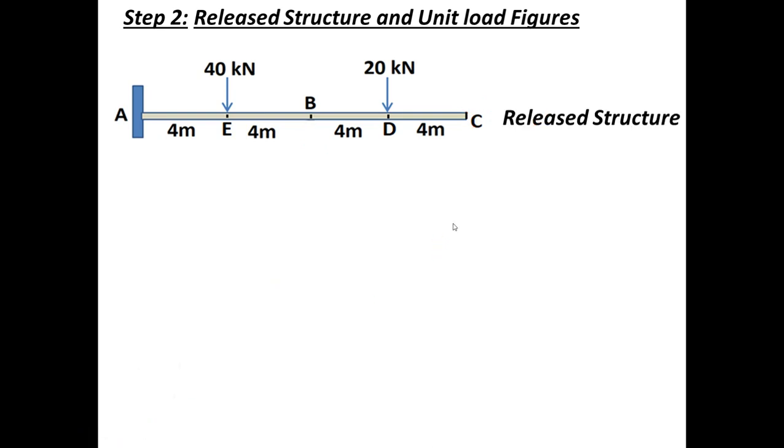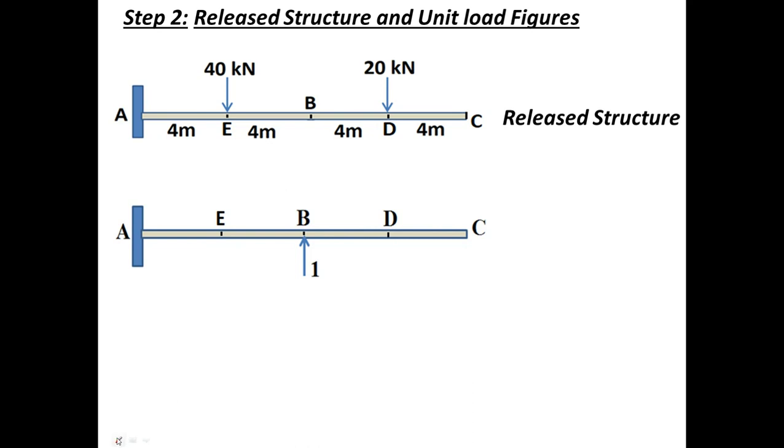Then, once you draw the released structure, you have to draw the unit load figures. A unit load figure means remove all external load acting on the beam and apply a unit load in the positive direction at the point where your unknown reactions are acting. Our first unknown reaction is RB, so apply a unit positive reaction at point B. Positive means vertically upward. We are applying a point load because our unknown reaction is a vertical reaction. This is called the RB equal to 1 unit load figure.